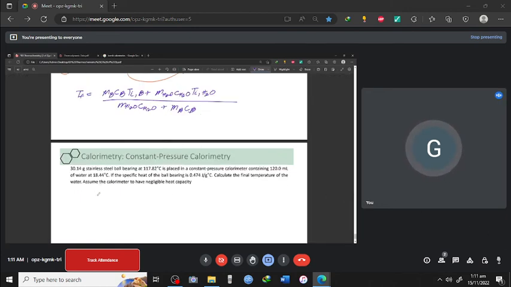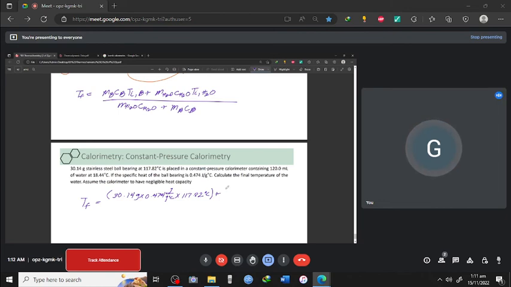Okay, so yun yung gagawin natin, no? Ano yung mass ng ball? That is 30.14 grams. So, from here, multiply ko daw yung specific heat ni ball, which is 0.474 joule per gram degrees Celsius, times initial temperature ni ball, which is 117.82 degrees Celsius. Okay? Moving forward, plus yon.